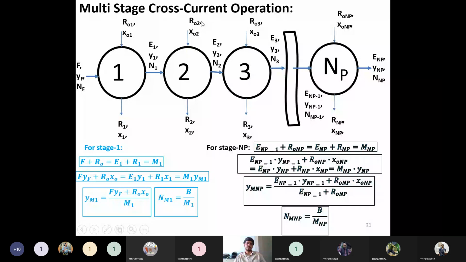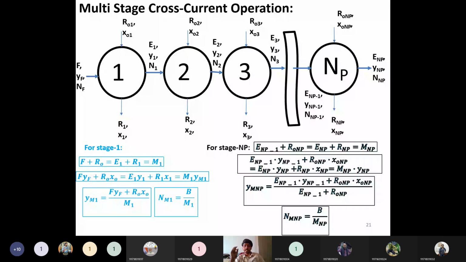Consider there are NP number of stages out there. NP means the maximum number of stages. NP number of stages are there in the cross current operation. How to balance in each stage? What happens? The previous raffinate will be a feed for the next stage. That's the statement. For each stage, the feed is nothing but the raffinate from the previous stage.